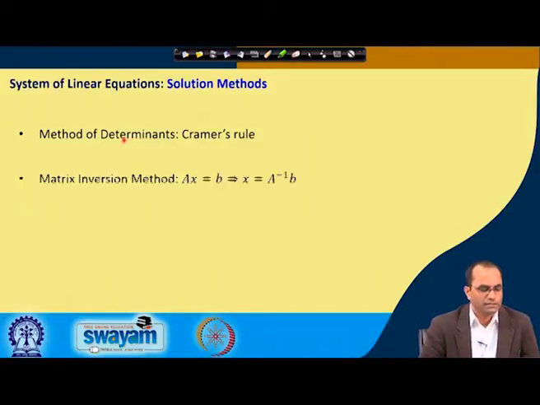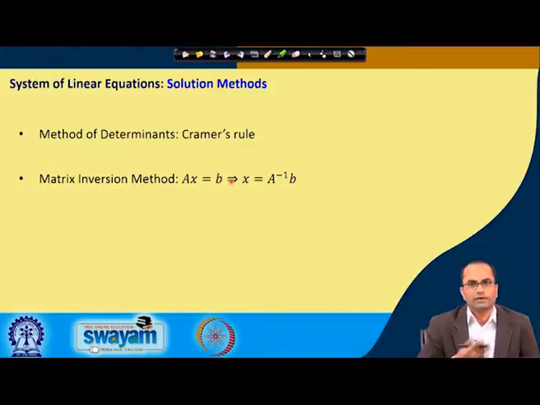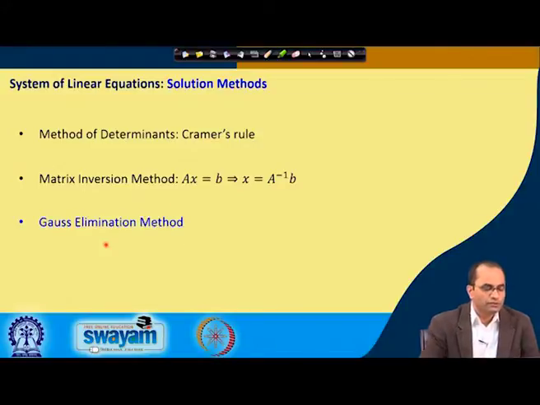We have also the matrix inversion method, where this system A x is equal to b we can solve once we have the inverse of the matrix. So, out of A x is equal to b, we can write down x is equal to A inverse b, and once we have the A inverse, we multiply by this b and then we will get the x. So, if we have the inverse of a matrix, we can easily write down the solution of the system.